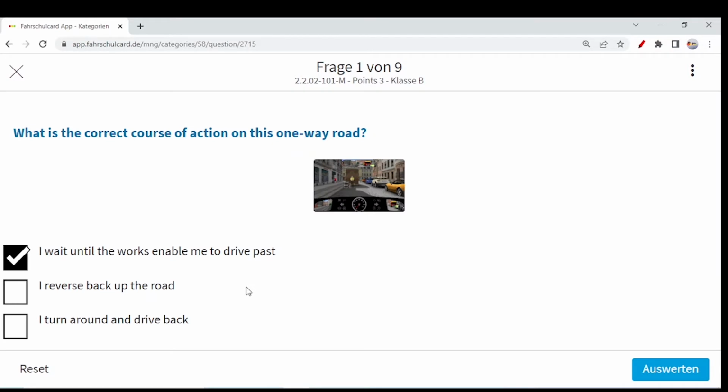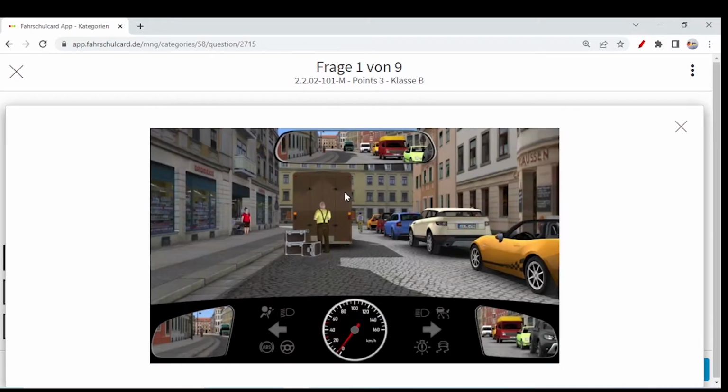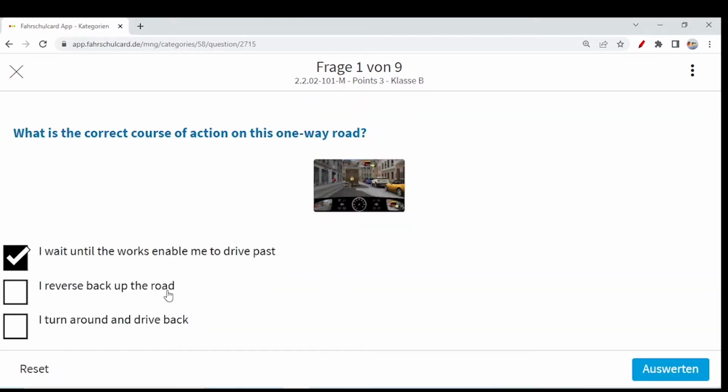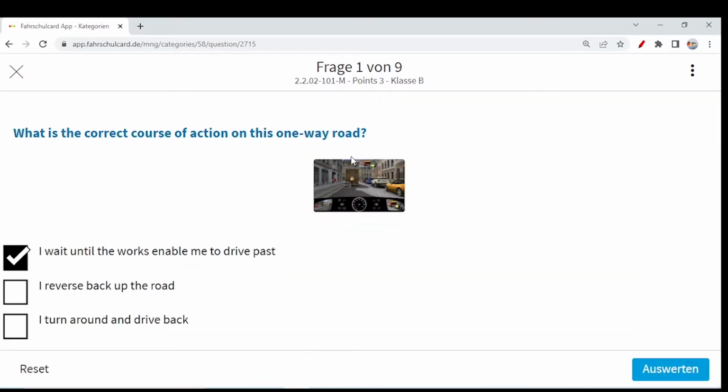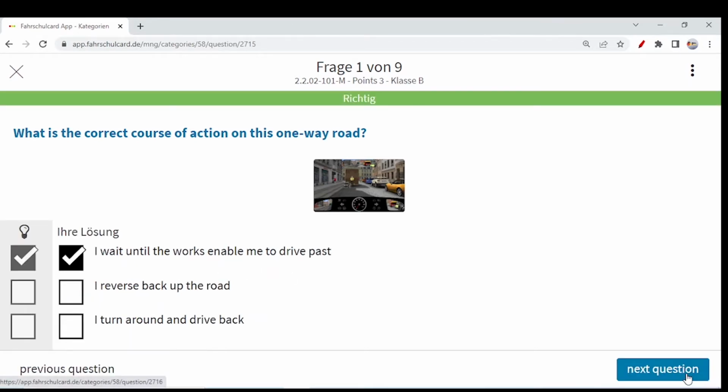I reverse back up the road. They are saying you have to reverse, but you don't need to reverse. Actually, ideally you should not reverse on a one-way street. You do not need to reverse in this situation because traffic is also coming from the back side. You should not reverse, just wait. I turn around and drive back. No possibility to drive back. Why? Because it's a one-way street. Reversing in a one-way street or taking a turn, Umkehren, is not allowed. So for the time being you have to wait and then you can carry on your journey.